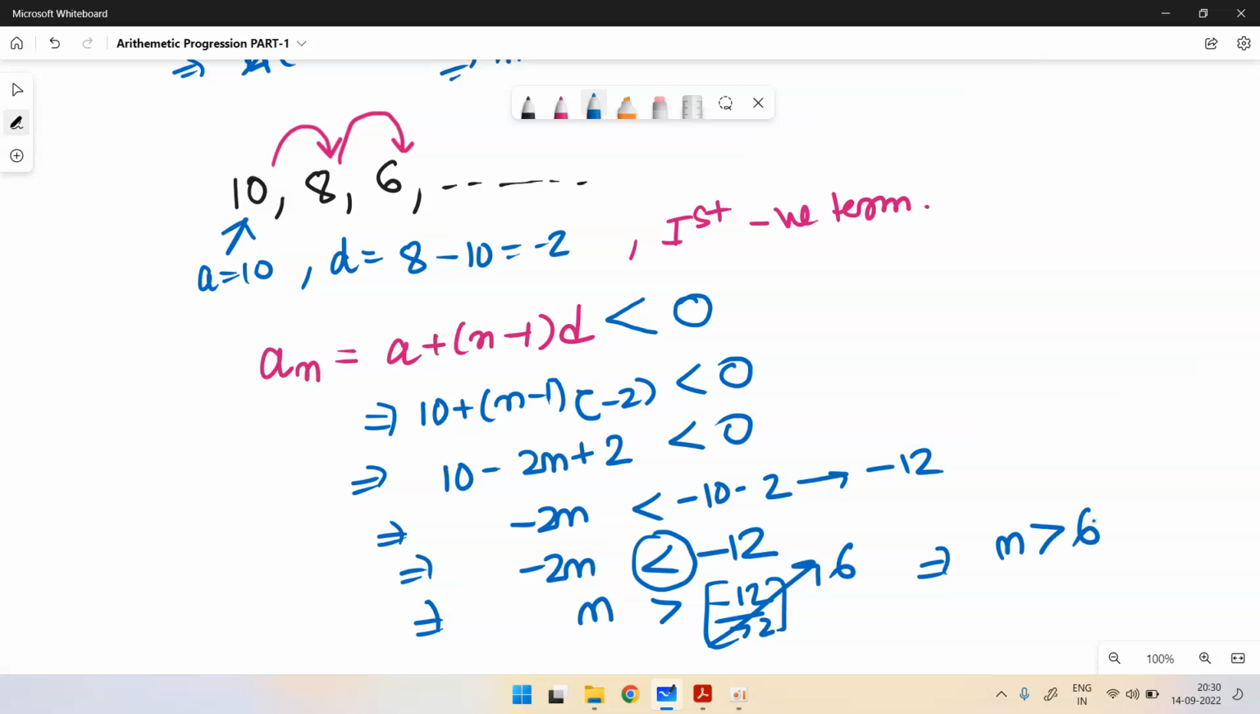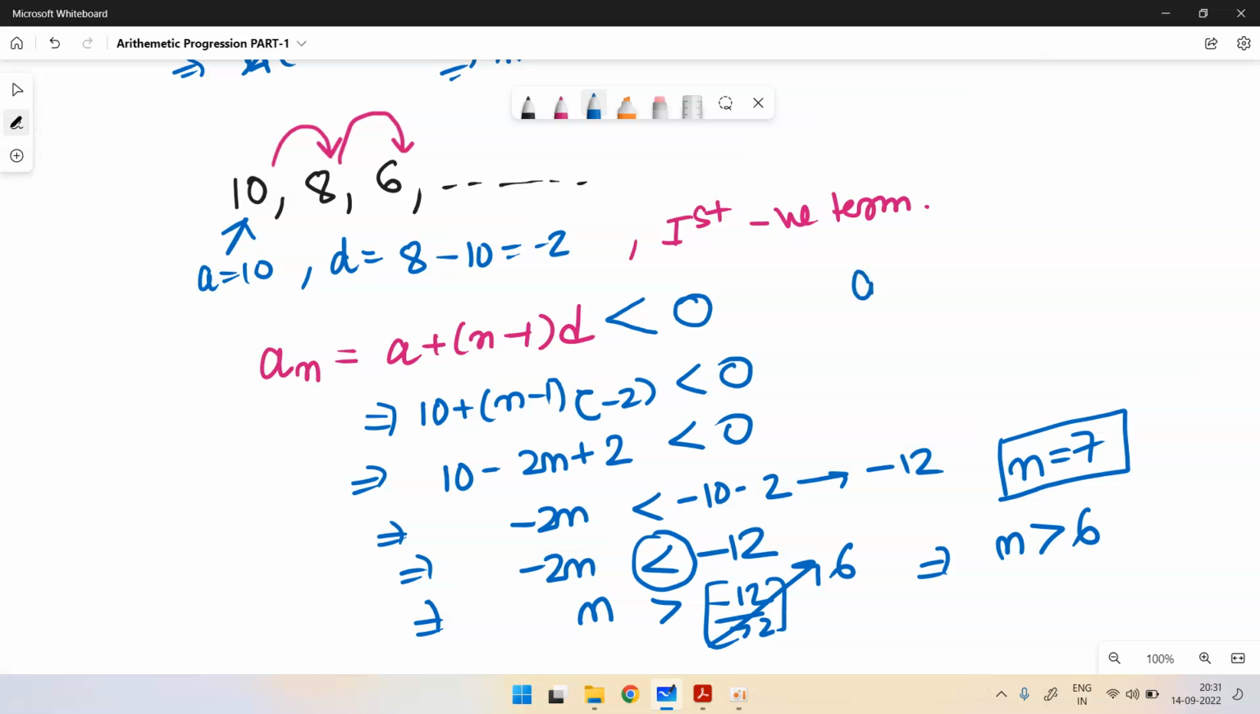Now since n is greater than 6, and n is an integer, n will be 7, which will be my first negative term. I need to find the first negative. If I want to find the second negative term, n equal to 8 will be my second negative term. So the seventh term will be negative, and I need to find the value of a_n.